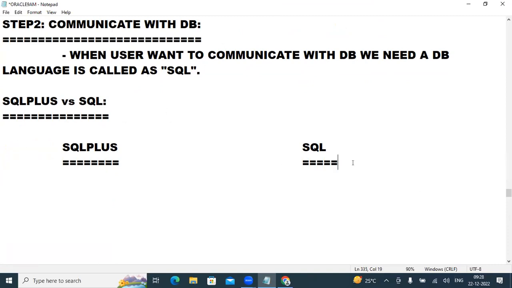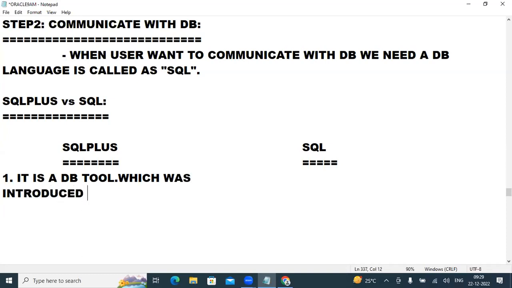Okay, right. Let me see one by one points. The first point, SQL Plus. It is a database tool, which was introduced by Oracle Corporation.